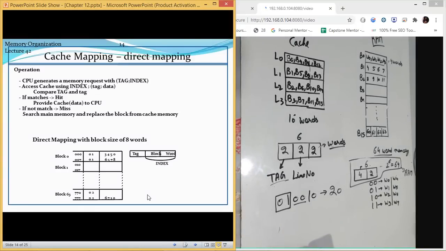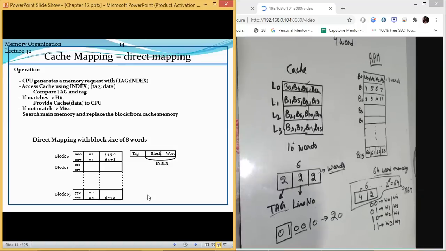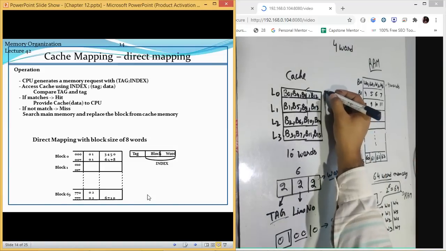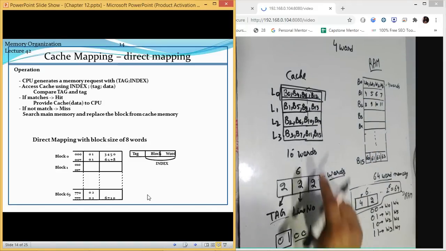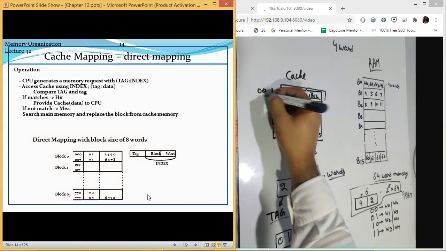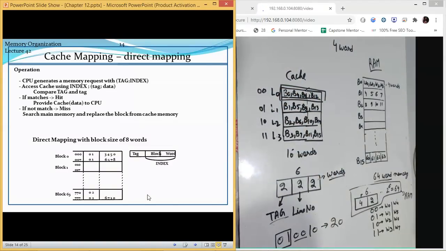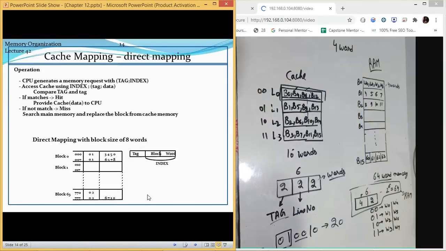What is the line number? Line number is 0. So inside this block, it should be at this place, because the line number is 0, 0, which means the first one, because this is representing 0, 0, 0, 1, 1, 0, 1, 1. So it should be present at this place. And what is the index? 0, 0 is the first word, like we have used at this place. 0, 0 for the first one, 0, 1 for the second. So it should be present at this place.